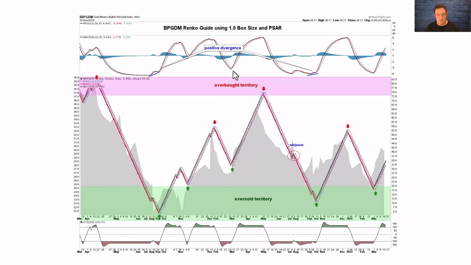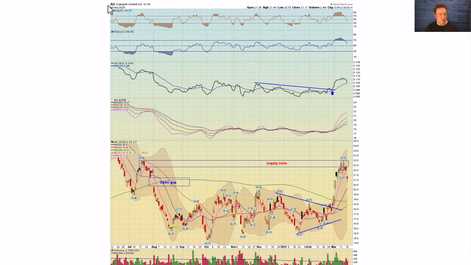Excellent chart. Some of the stocks we put out were AU, AngloGold back in February, which moved up to the supply zone. Hope you took some profits there, it's finally pulling back now.